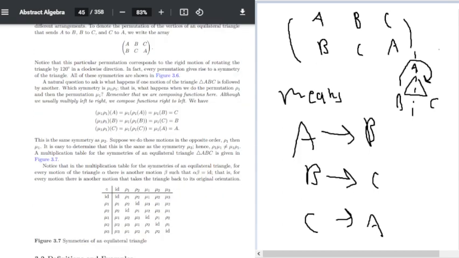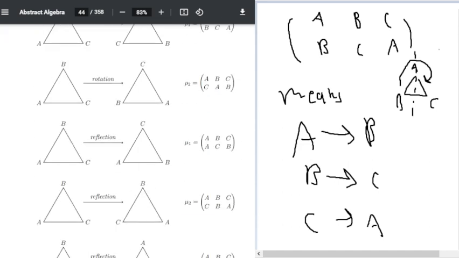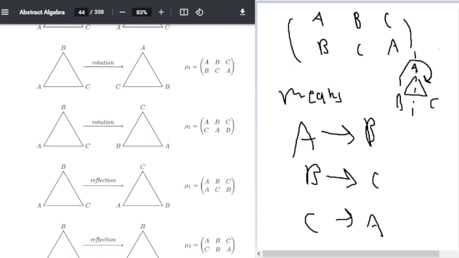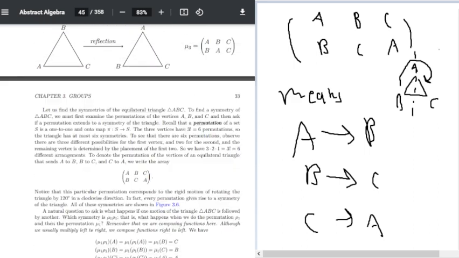A natural question to ask is what happens if one motion of the triangle, triangle ABC, is followed by another? Which symmetry is, in this case, mu1 p1? Mu1 being the reflection around the line going through A, and p1 being the rotation by 2 pi over 3 to the right.